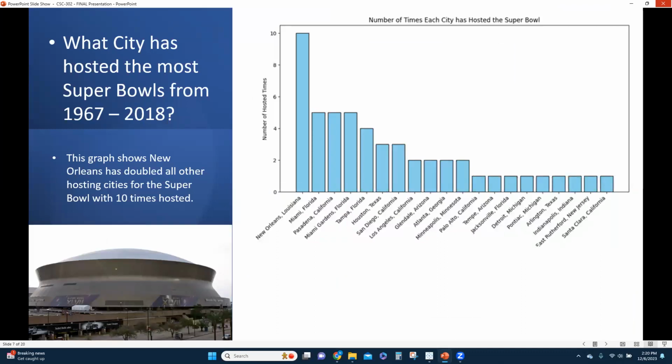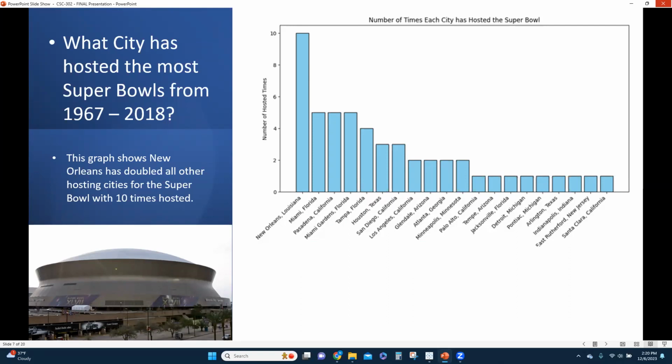Now, what city has hosted the most Super Bowls from 1967 to 2018? This graph shows that New Orleans has doubled all other hosting cities for the Super Bowl with 10 times hosted. What I look at here, the New Orleans Superdome, it's a very popular Super Bowl destination. For one, it's warm down there. But looking at some of these other cities, there are some in the same state where New Orleans is representing the whole state of Louisiana here.